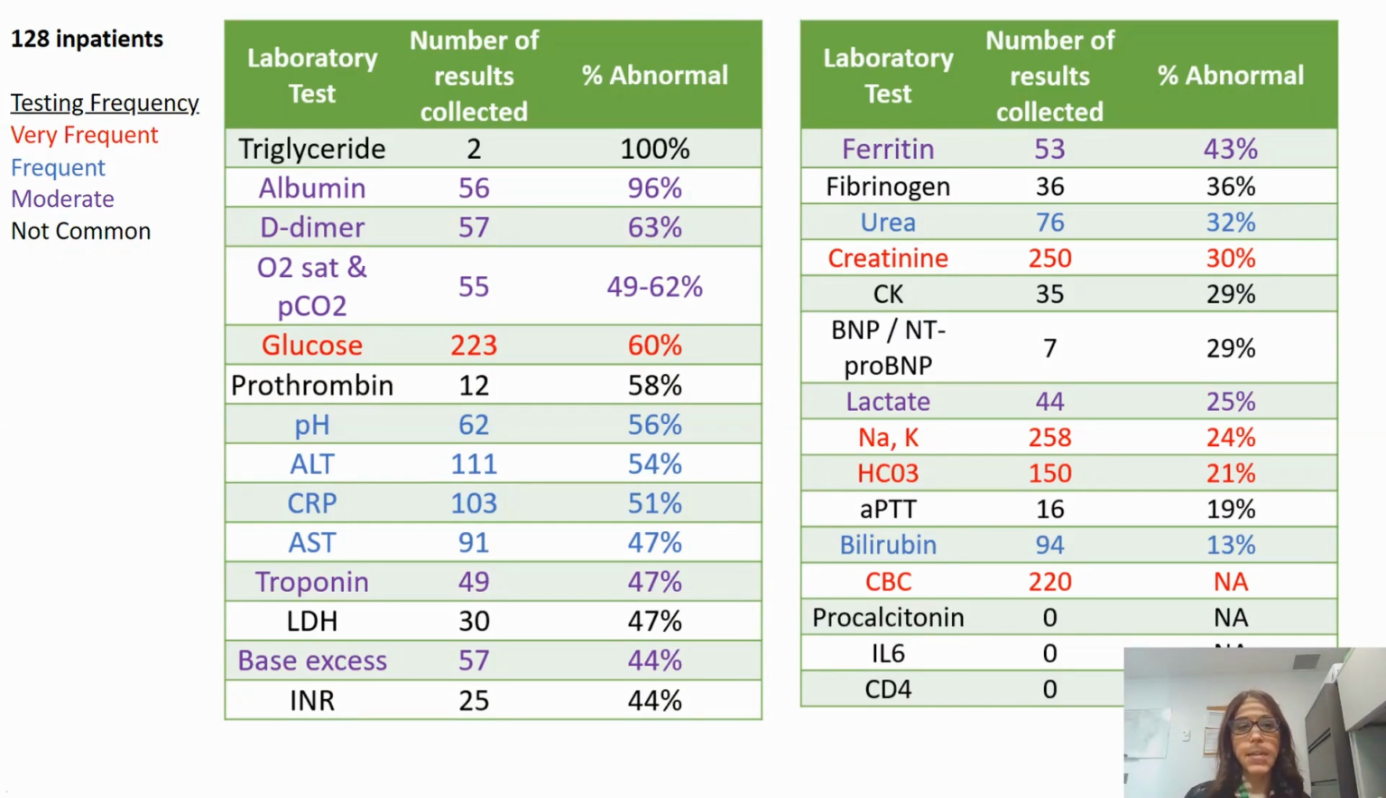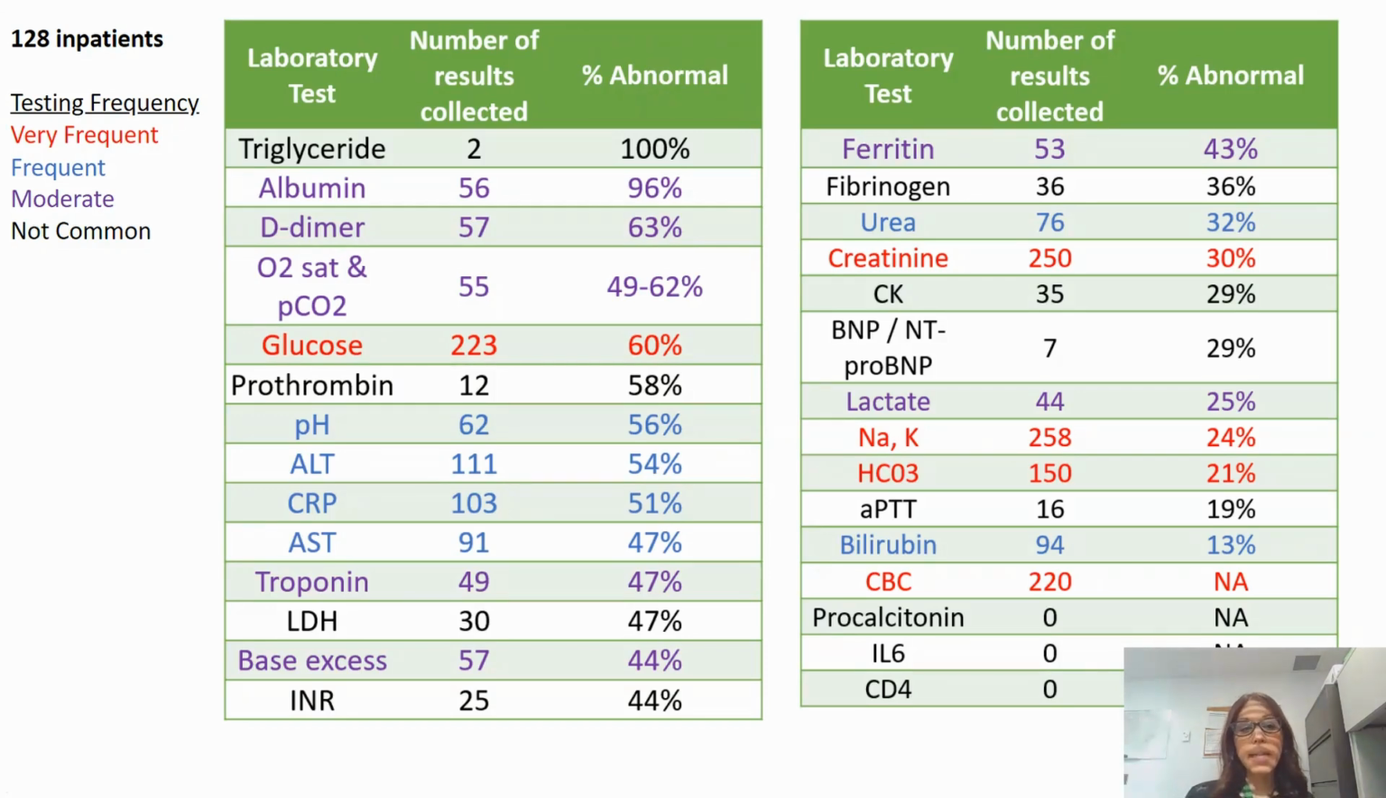Okay, so there are some limitations, but nonetheless, we do see significant or abnormal rates with glucose, prothrombin, liver enzymes, pH, CRP, and troponin, again suggesting that liver, acid-base, cardiac, and inflammatory processes are ongoing in these patients. On the lower end, there was not as much abnormality with the electrolytes, bicarb, APTT, and bilirubin.